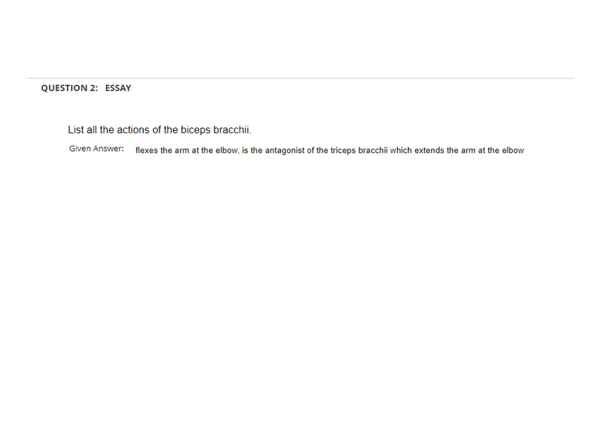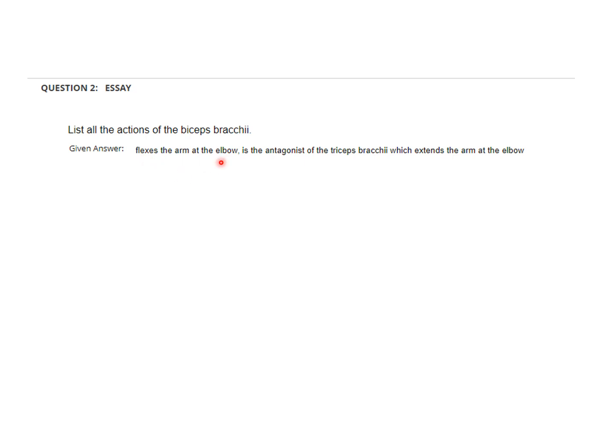In this question, you are asked to list all the actions of the biceps brachii. And the biceps brachii has 3 actions. One of those is to flex the arm at the elbow, or you could just say flexes the elbow. This is exactly what I'm looking for in an answer. Always include the joint. So we say it flexes the elbow. We don't just say it flexes the arm. You can say it flexes the arm at the elbow, or you can just say it flexes the elbow.